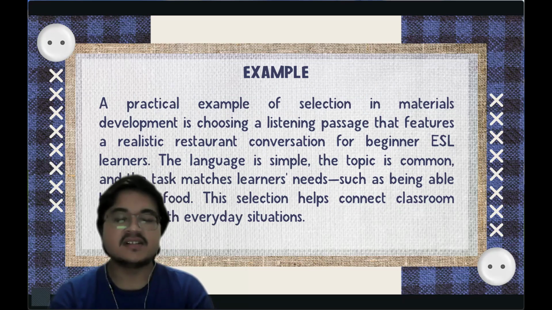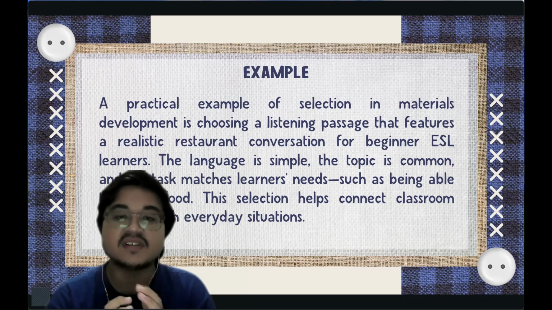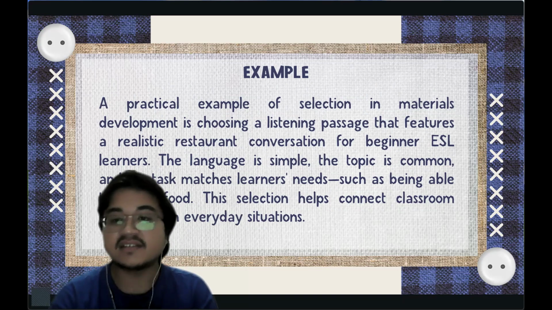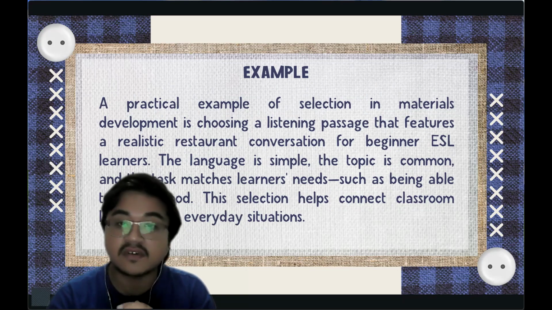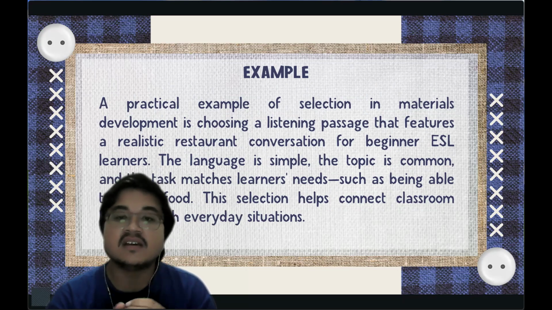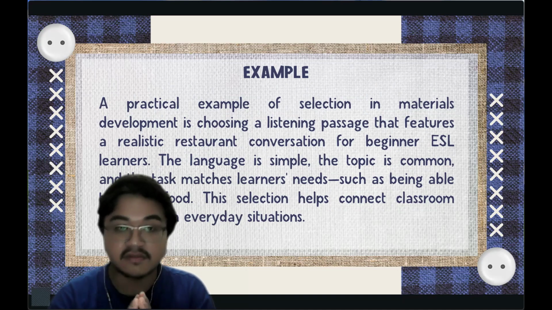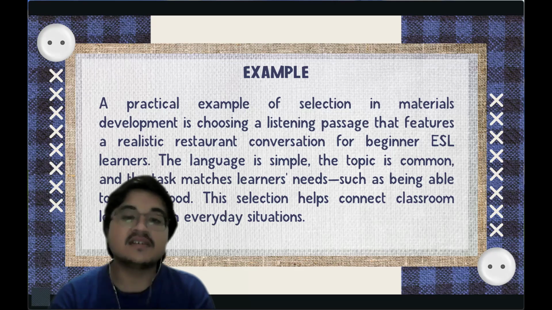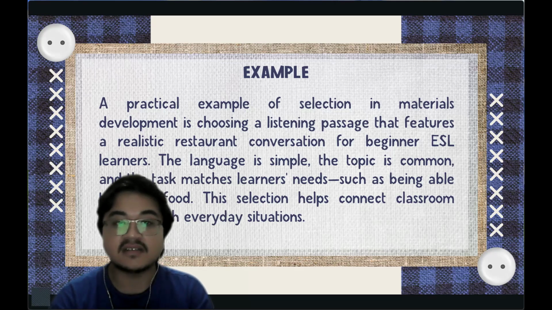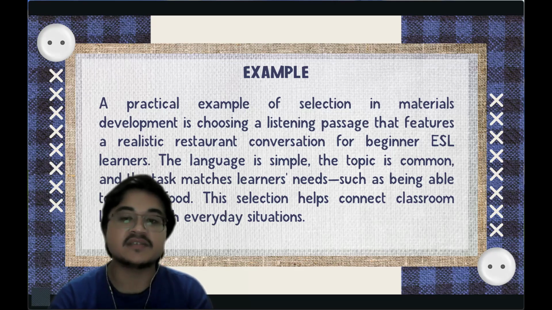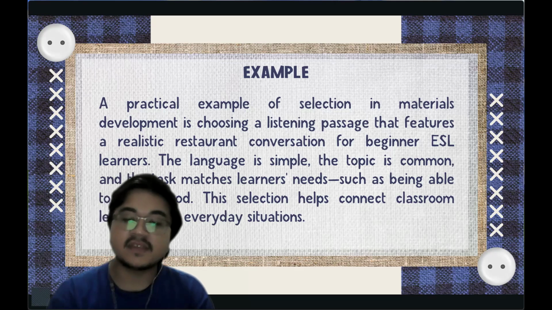For example, a practical example of selection in material development is choosing a listening passage that features a language conversation for beginner ESL learners. So the language is simple, the topic is common, and the task matches learners' needs, such as being able to order food. The selection helps connect classroom learning with everyday situations.